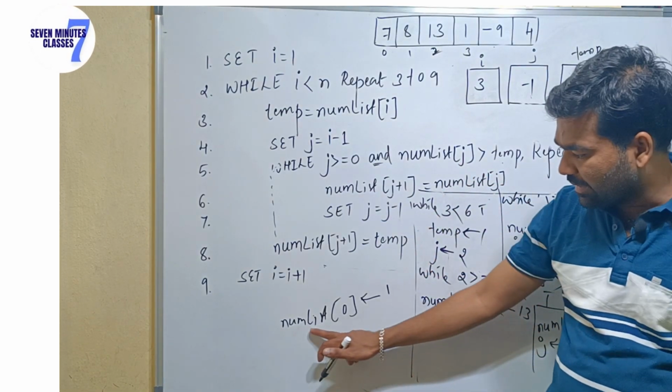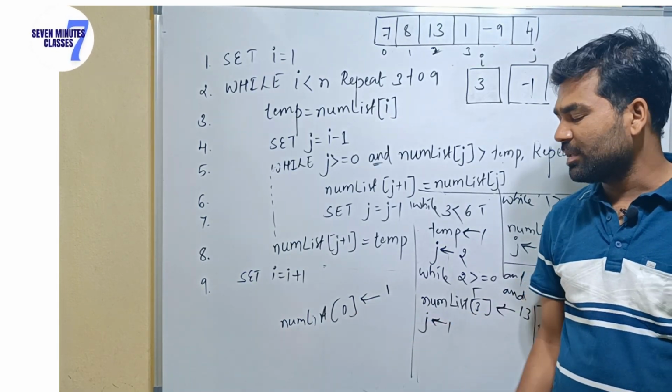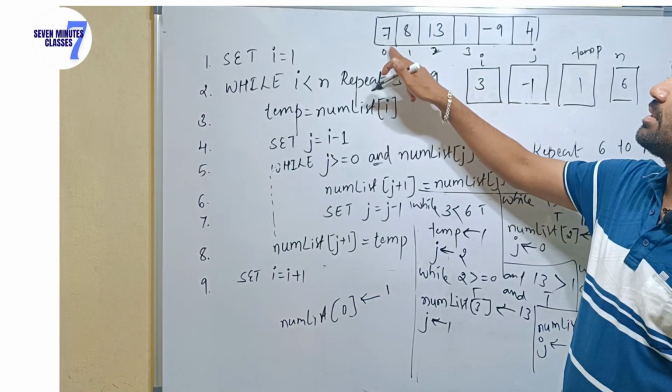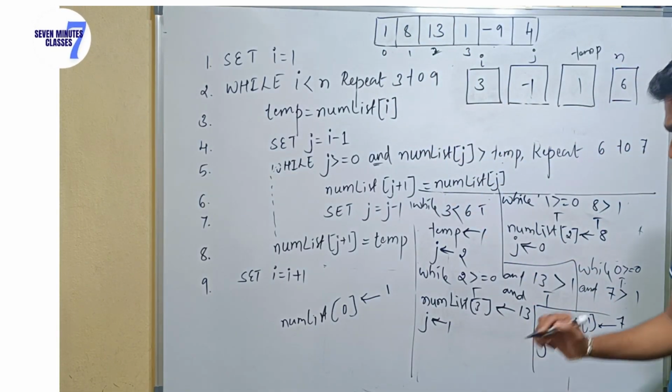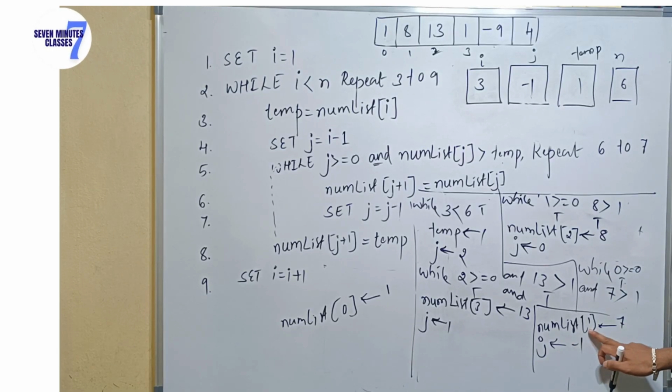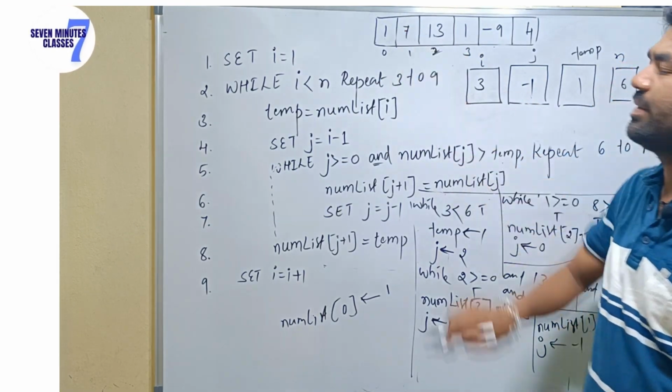Then what is the value of num list of 0? Now I have to write 1 in num list of 0. So num list of 0 was 7. Now I will write it as a 1. Now look at this. Num list of 1. What is the value in num list of 1? That is 7. So num list of 1 from 8 changed to 7.